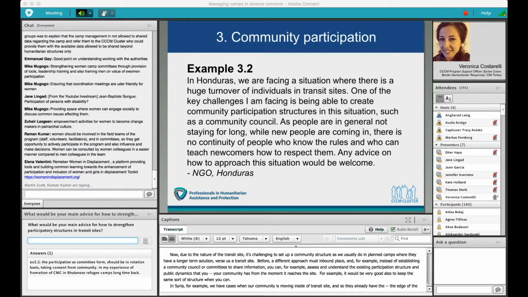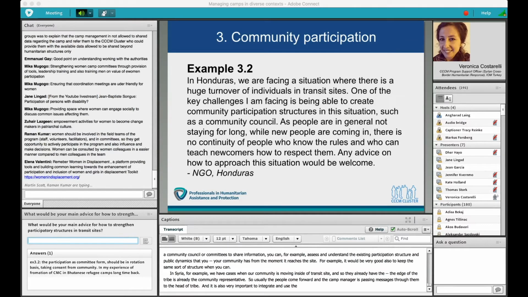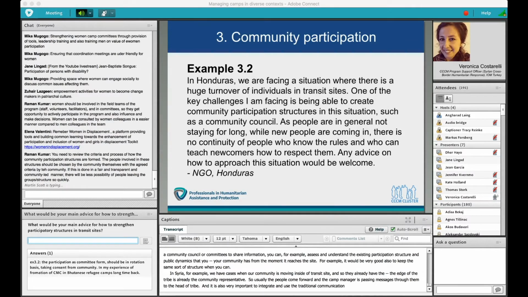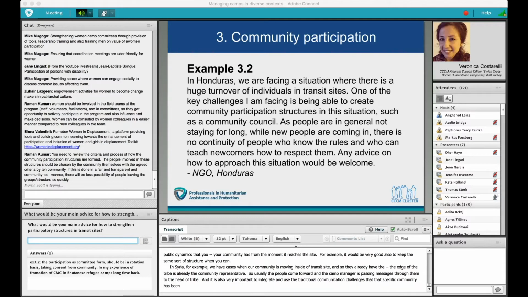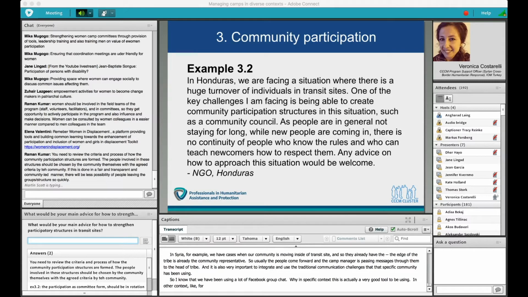So usually people sometimes feel comfortable if the camp manager is liaising and passing messages through to the head of the tribe. And it is also very important to integrate and use the traditional communication channels that a specific community has been using. So I know that we have been using a lot of Facebook group chat, which in specific contexts is a very good tool to keep using. In other contexts, like for example in specific areas in Syria, there are no good services, so you cannot share information based only on group chat.